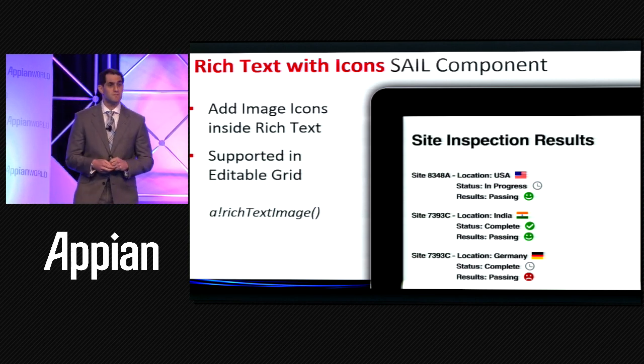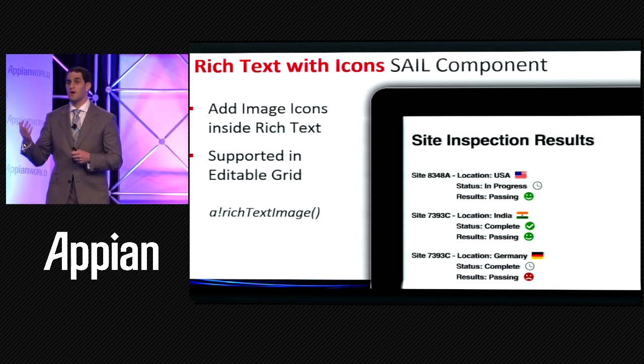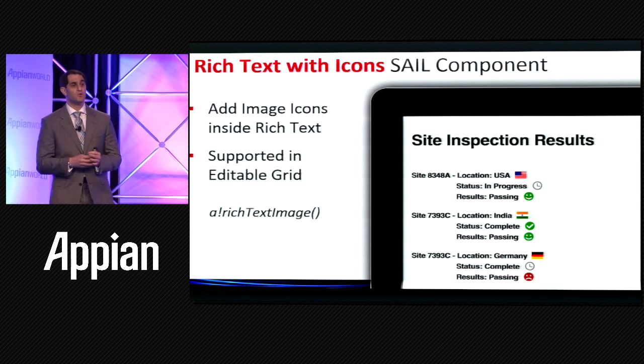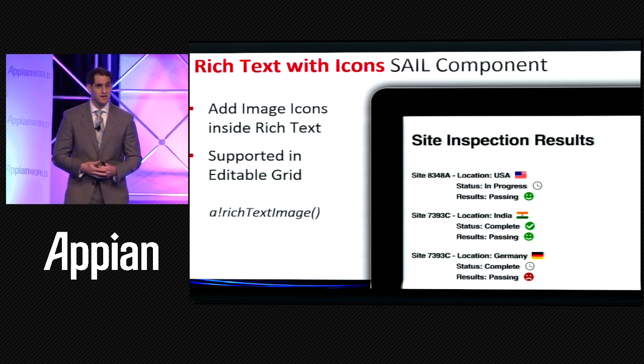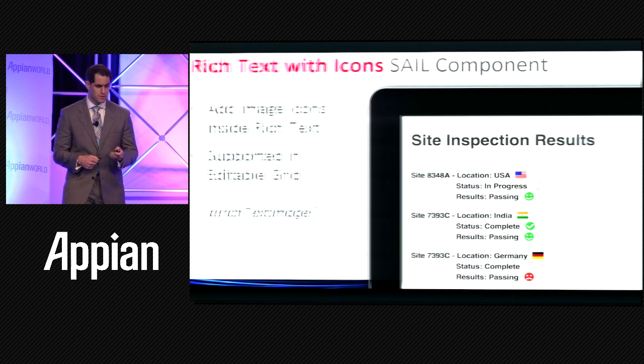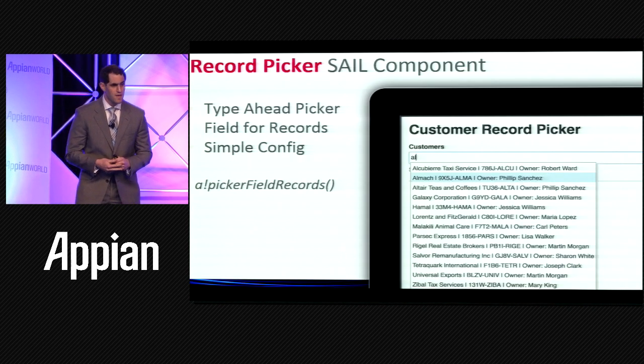The image that you use can be sourced from an Appian document or a web image, depending on how you configure it. And it is even supported if you put a rich text field with an image icon inside of an editable grid. So you can get some really great looking dense record grids, no matter where you put them.